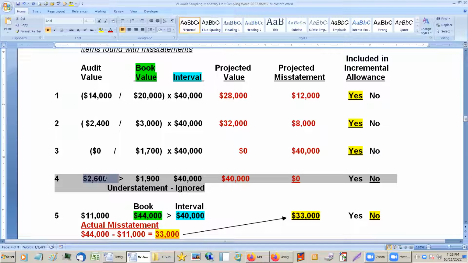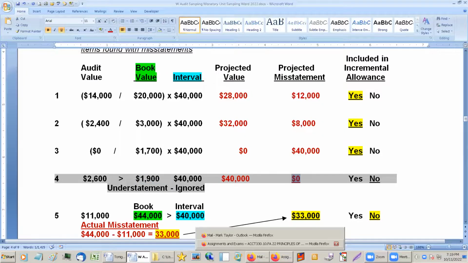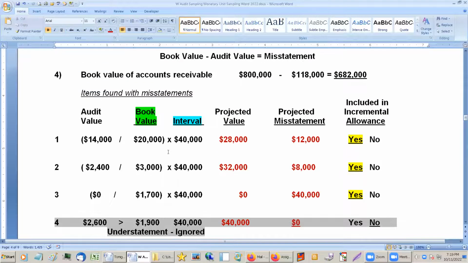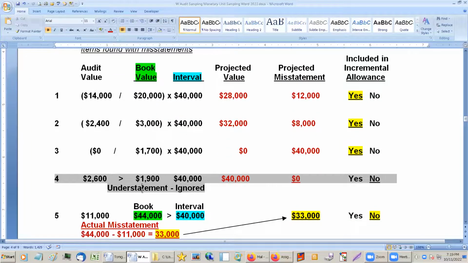Understatements, if the audit value is higher than the book value, we ignore it. This method is not supposed to catch them. And again, as an auditor, this kind of goes against your grain, but you find this error and you don't do anything with it. So if you find an understatement, you know, we're saying it's 2,600, we're saying that they're understating it by what, 700 here? We ignore it. There is no problem. Okay, so it's not supposed to find understatements. When we do find them, we ignore them.